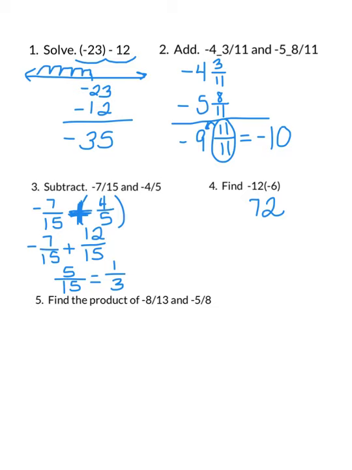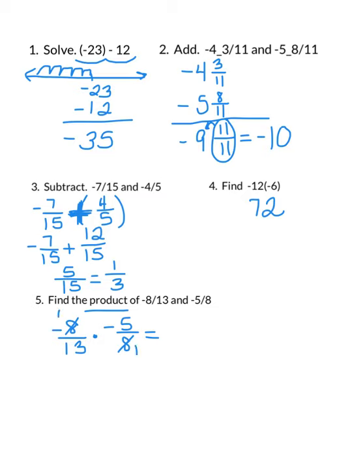Number 5 says to find the product. Product is when we multiply, and I would write these next to each other. First, I would say a negative times a negative is a positive, so therefore I'm not going to worry about the negative signs anymore. Now, if you remember, you can cross simplify. I notice there's an 8 on the top and an 8 on the bottom. I can cross out an 8 on the bottom and an 8 on the top because I can divide these 8s by 8 and I get 1 and 1.